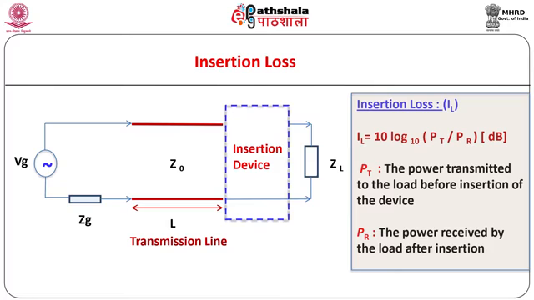Insertion loss is the loss of signal power resulting from the insertion of a device in a transmission line. It is denoted by IL and is expressed in decibels. If the power transmitted to the load before insertion of the device is PT and the power received by the load after insertion is PR, then the insertion loss in dB, that is decibel, is given by IL equals 10 times log of PT upon PR to the base 10.